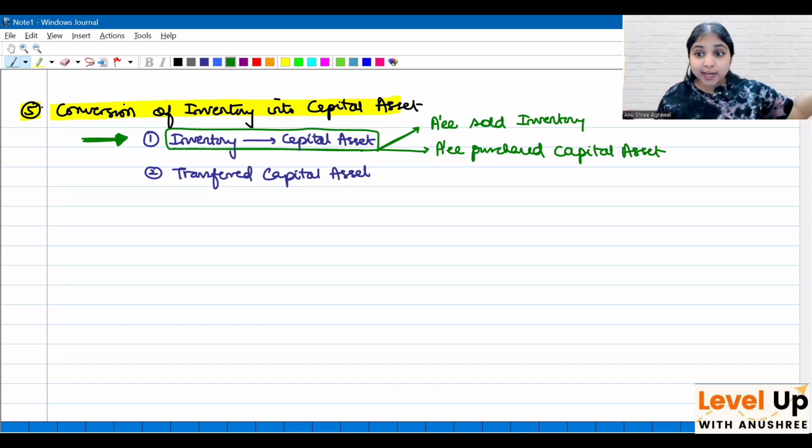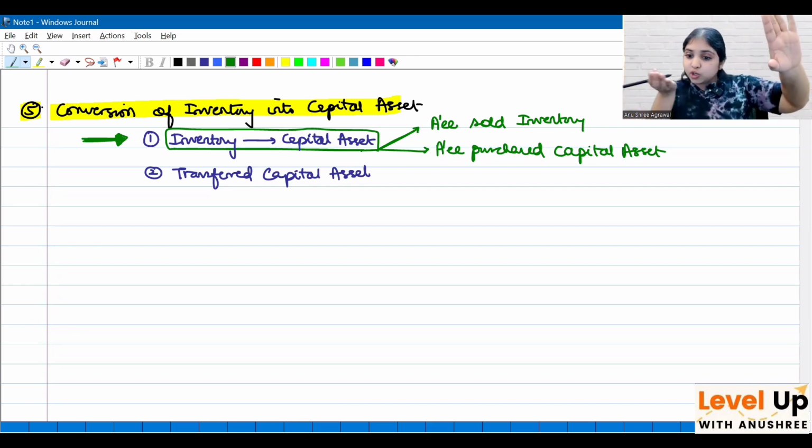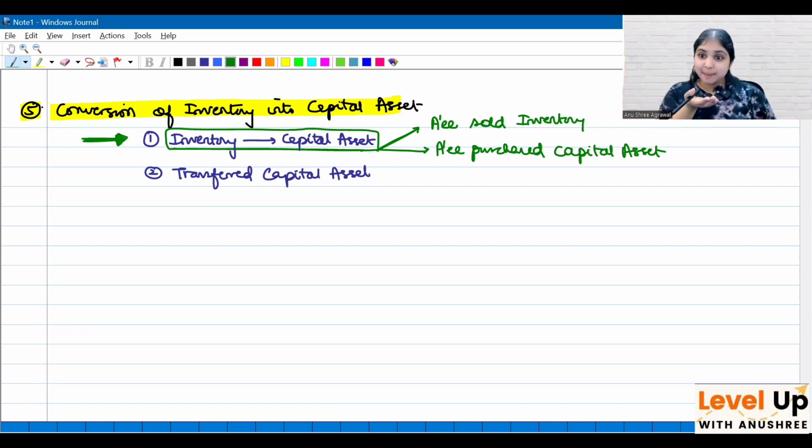Jewels which were his stock in trade, which were in his shop earlier, have now come home. Inventory got converted into a capital asset. In reality, this is what happened. But I'm asking you to use imagination. Inventory is converted into a capital asset, which means no more inventory. So imagine we sold the inventory. What do I have in hand now? A capital asset. Imagine I purchased a capital asset.